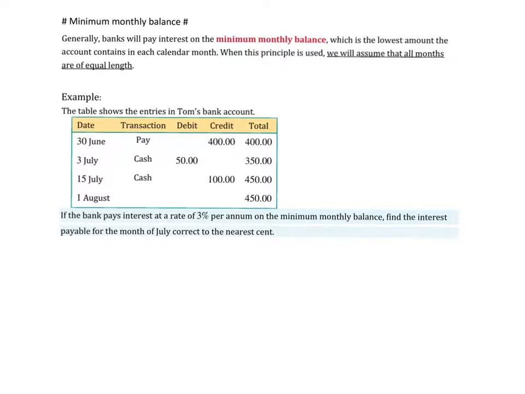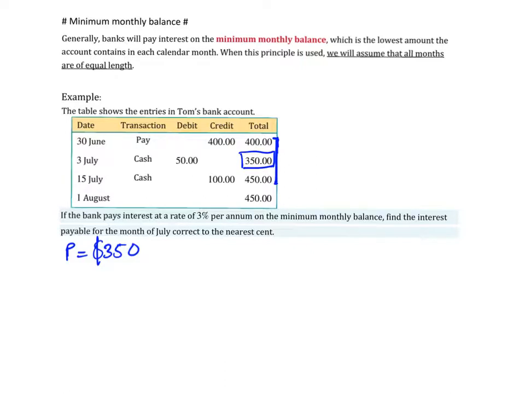Now, the question says, if the bank pays interest at a rate of 3% per annum on the minimum monthly balance, find the interest payable for the month of July. So really, we're looking at these 3 entries here, because that's July. And you can see that the minimum amount in July was $350. So that is going to be what you earn interest on. That is going to be your principal, $350.